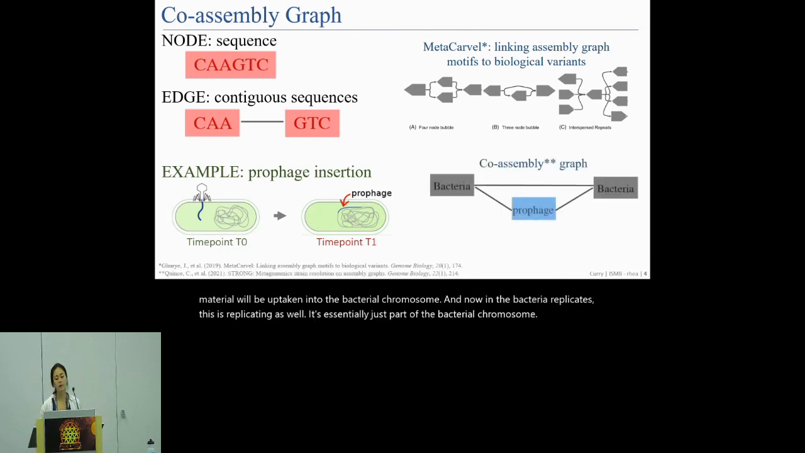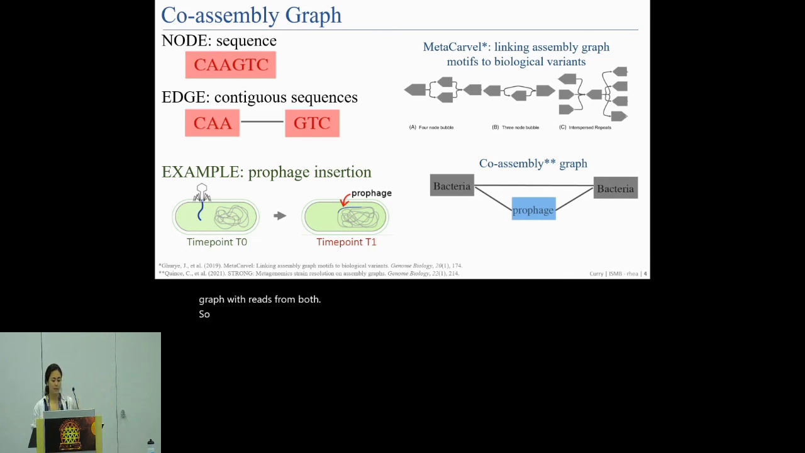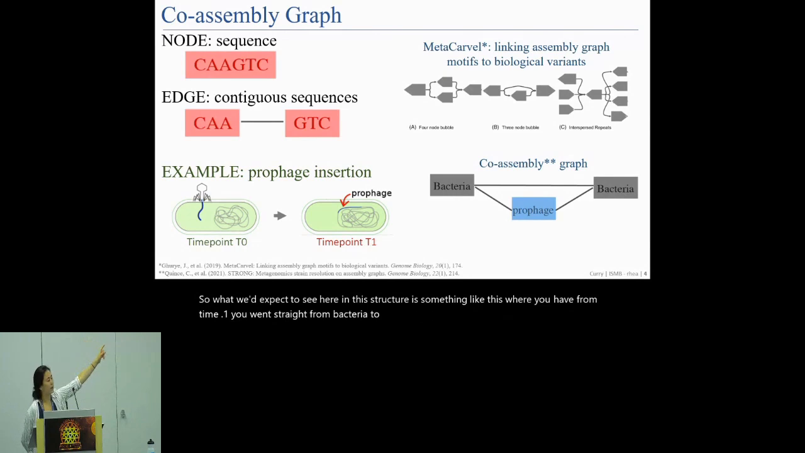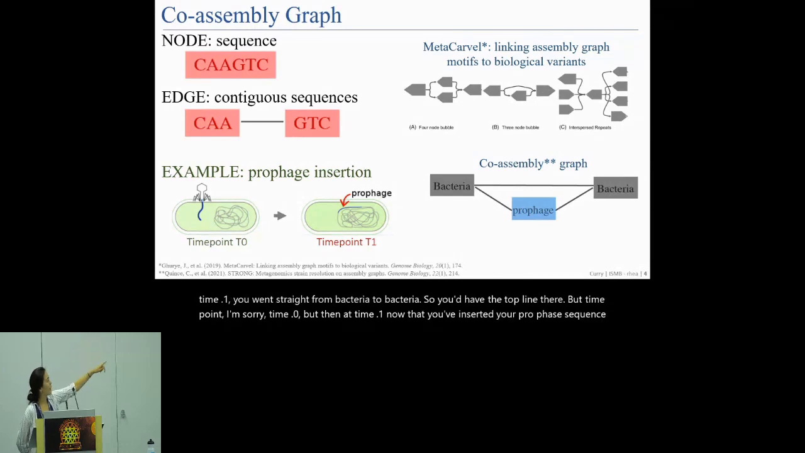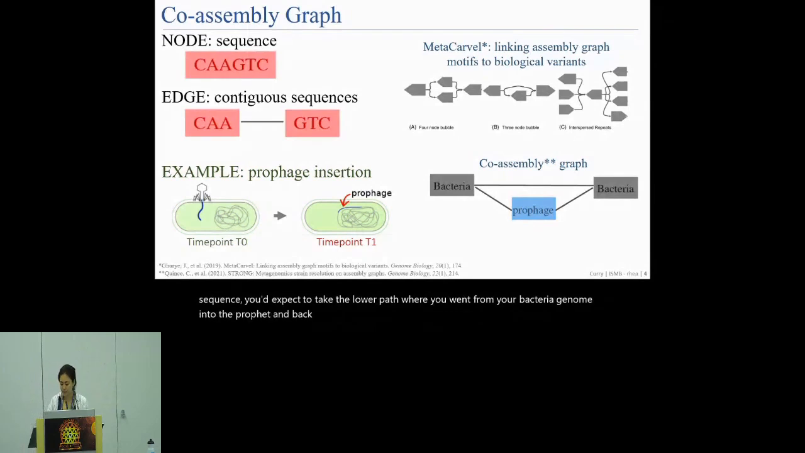So if you were to build a co-assembly graph here, and what I mean by co-assembly graph is building an assembly graph with multiple samples. So you took all your samples, both your time point 0 and your time point 1 samples, take all the reads and build one assembly graph with reads from both. What we'd expect to see in this structure is something like this: at time point 0, you went straight from bacteria to bacteria, so you'd have the top line there. But at time point 1, now that you've inserted your prophage sequence, you'd expect to take the lower path where you went from your bacteria genome into the prophage and back to bacteria.